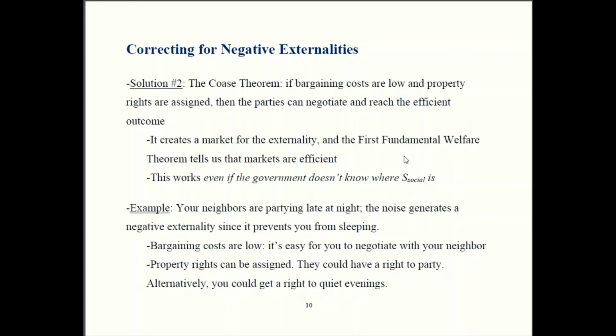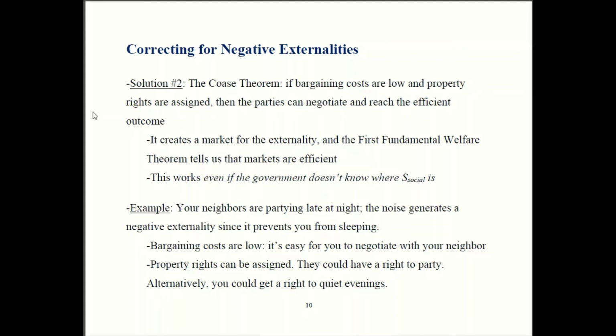So how could the Coase theorem work out in real life? Let's go back to one of our earlier examples where your neighbors are having a late night party and you couldn't sleep. We said that was an example of a negative externality. So it affects a third party, you, and there's no market for a quiet night. So it's an externality. Can we get the Coase theorem to work here? Yes. So we have to have low bargaining costs. That's true. All I have to do is go across the hallway, knock on their door, start talking, and now you're bargaining. That sounds pretty low.